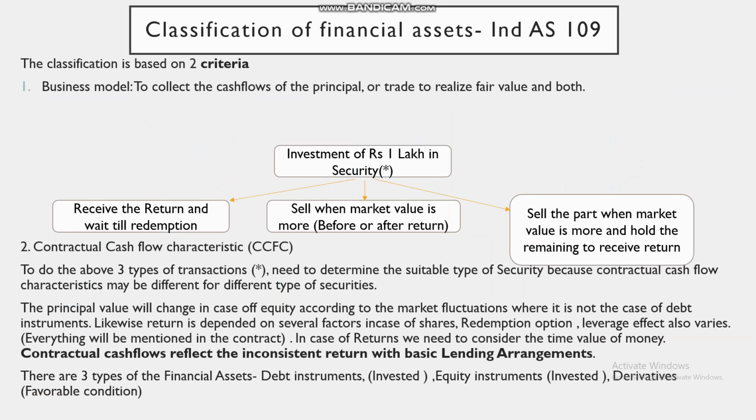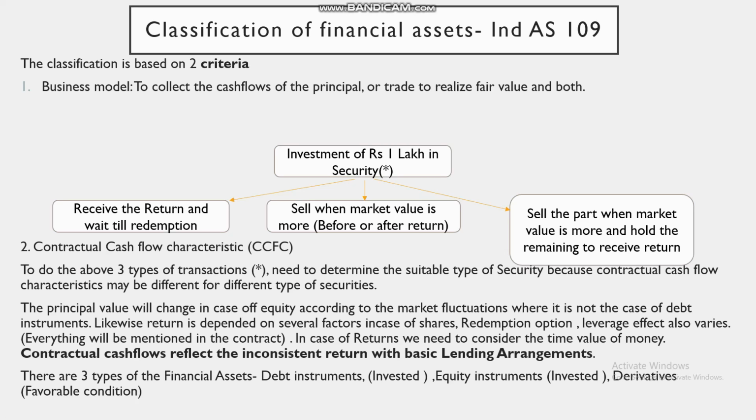Here is the classification of the financial assets under Indian Accounting Standard 109. The classification is based on two criteria. One is the business model, so it is what type of business the company is doing. On the basis of the business model, if you are invested, you have three options. And these decisions are based on your business model.